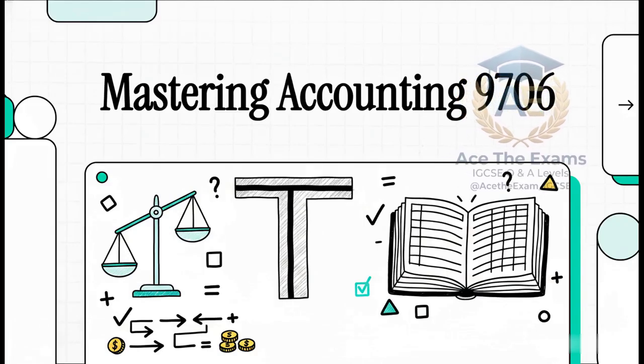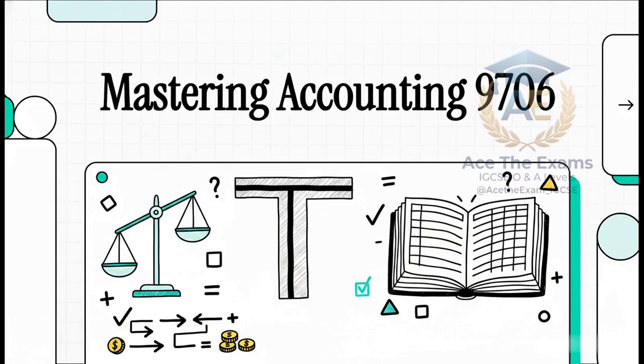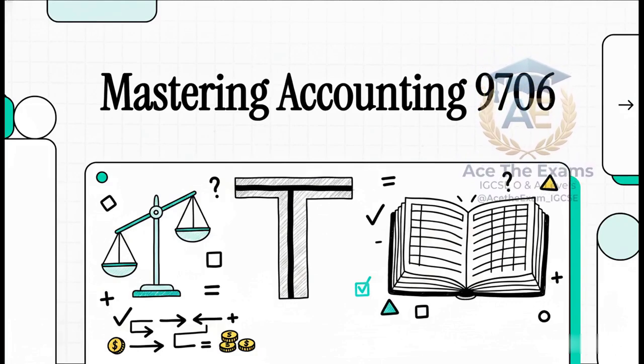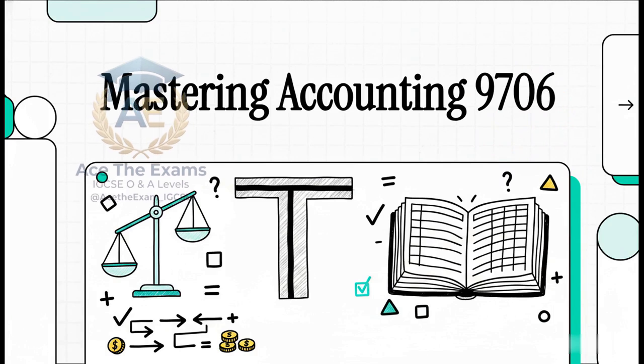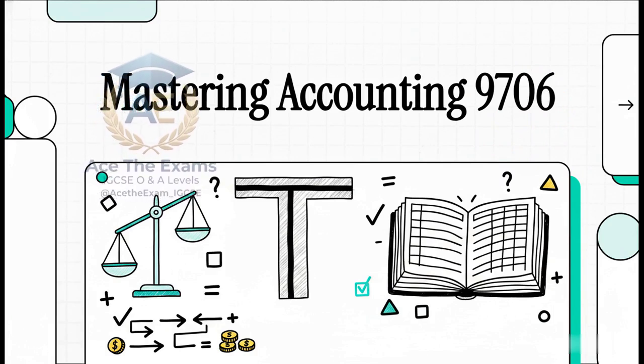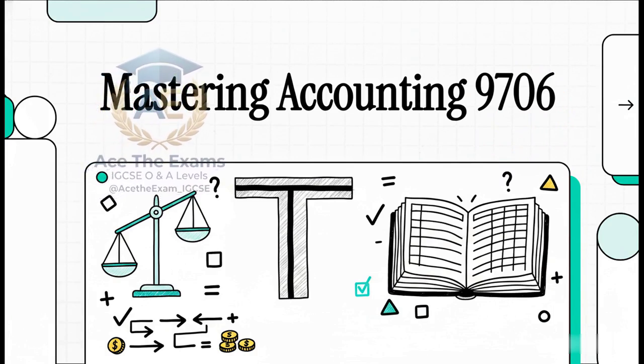I am absolutely thrilled to have you here today because we are tackling a high-stakes, make-or-break topic that literally stands between you and top marks. We are looking at Cambridge AS and A-level accounting, specifically Syllabus 9706. Today, our total focus is on cracking the double entry system and the accounting equation.